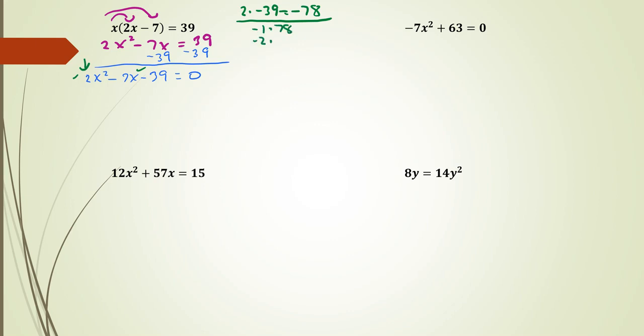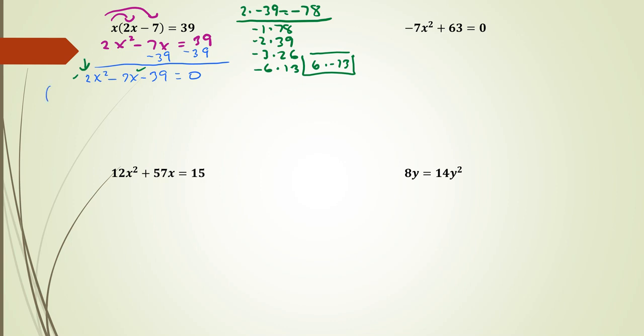Negative 1 times 78, negative 2 times 39, negative 3 times 26, negative 4, no, negative 5, no, negative 6 goes in 13 times. And I think I'm good here, but I need 6 and negative 13 because that's the one that will add to negative 7 for us. Okay, so now I'm going to need to factor.